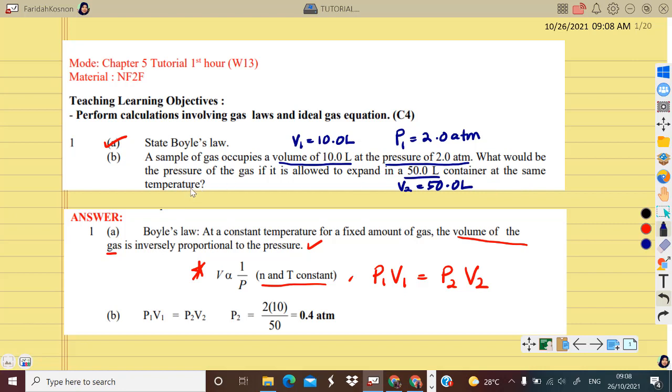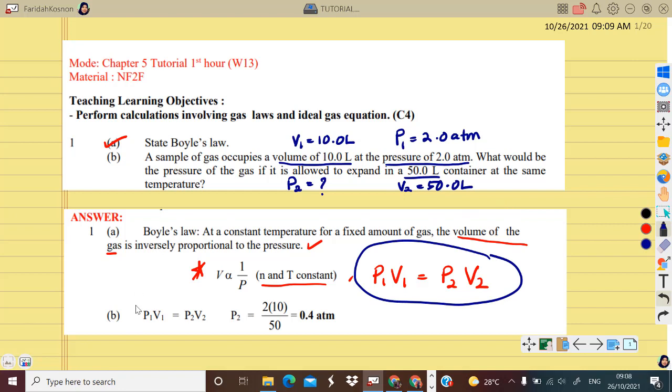Maksudnya sekarang ni constant temperature lah. Okay, berapakah pressure-nya? So, we don't know the final pressure. Jadinya sekarang kat sini, apa yang kita perlu buat, you may refer to the variables yang saya dah outline kat sini, bahawa kita hanya ada pressure and volume yang berubah-ubah. So, we will use the Boyle's law.